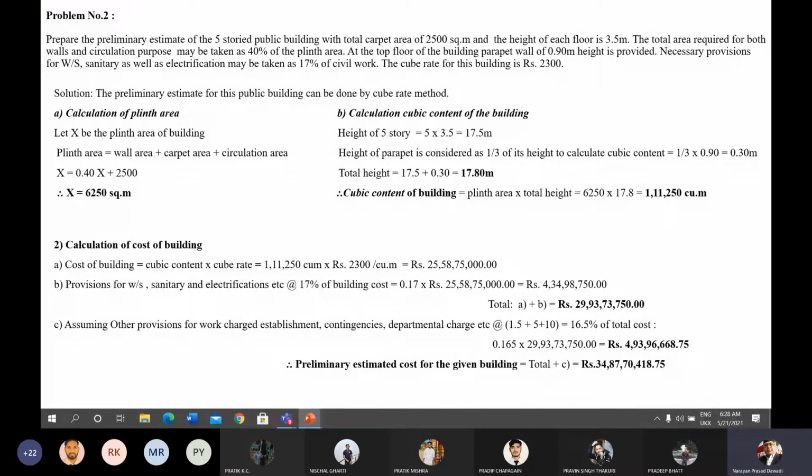That will give the value of 17.80 meter. Now cubic content of the building, that means the volume of the building, will be plinth area into total height, which gives the value of 1,11,250 cubic meter.